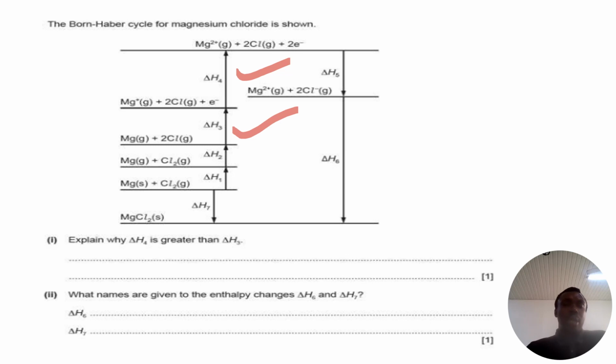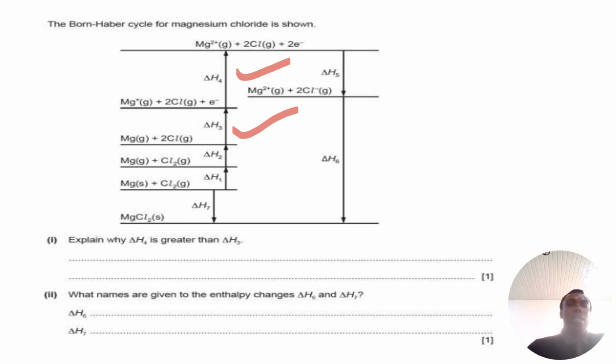What the question is trying to explain is why the second ionization energy of magnesium is greater than the first ionization energy of magnesium, because enthalpy change 4 is the second ionization energy of magnesium, while enthalpy change 3 is the first ionization energy of magnesium. The answer is the second electron is removed from a more positively charged ion. So more energy is needed to remove the second electron.